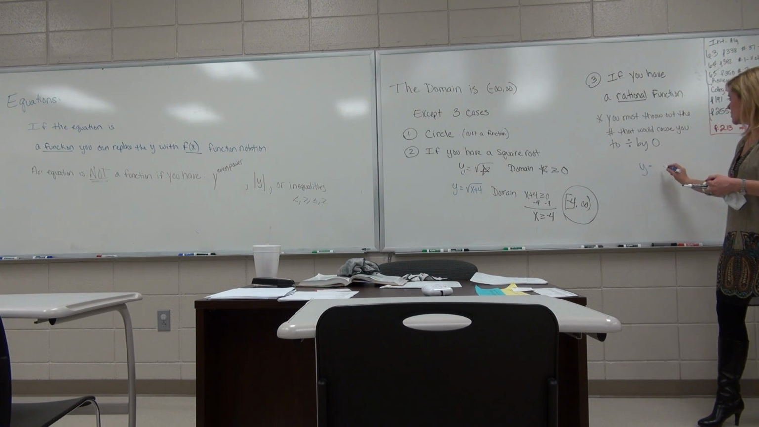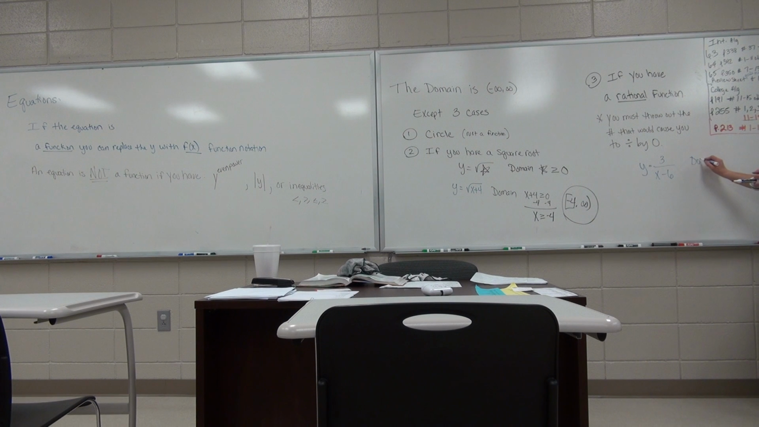Let me show you what one of these would look like. If I had y is equal to, let's say, 3 over x minus 6. Alright, well let's look at this. What number would make that 0? Positive 6. So for my domain, x cannot be equal to positive 6. So what can it be? It can be everything else, right? So if you're going to write this in interval notation, that's from negative infinity to 6 with a parenthesis, union 6 to infinity. On this one, it'd actually be a vertical asymptote.